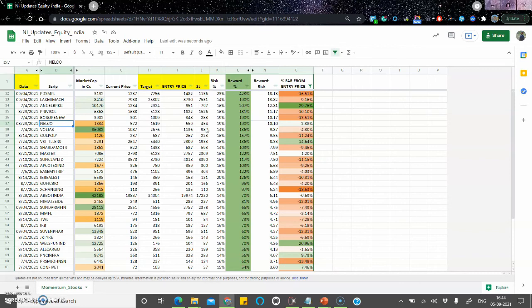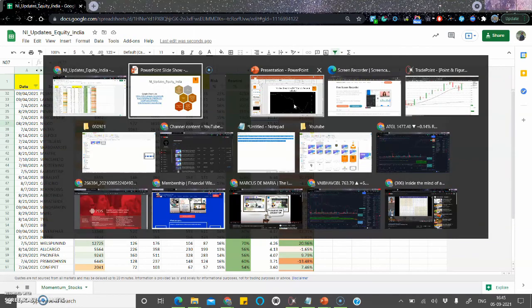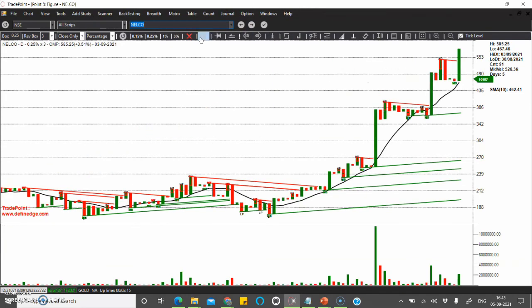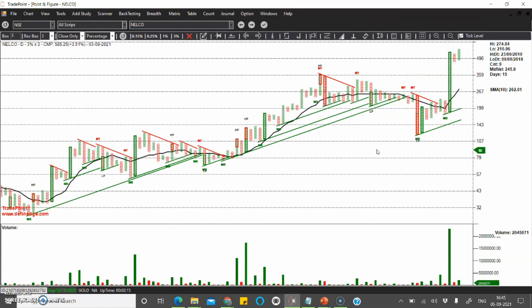That way I entered NELCO last week, and Voltas is also one of the stocks from the large cap space, which is right now almost near the breakout. So let us check some of those stocks which are entering their breakout zone. We'll check NELCO once. Let us check NELCO, and I use a 3% box size for investing.